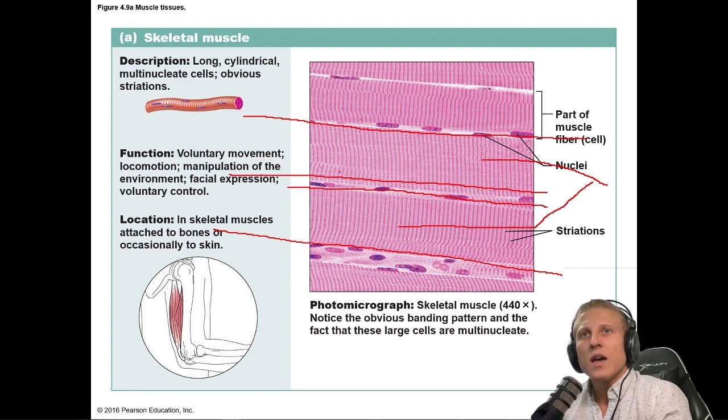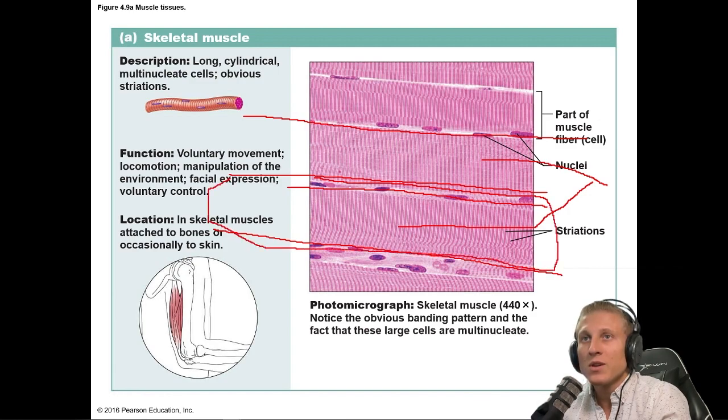Another note is they are multinucleated cells. So all of these nuclei would be a part of the single muscle fiber because these cells are extremely large. Most of the time, these cells are running the full length of whatever muscle they are associated with, even in very large muscles such as your quadriceps. This is a very, very large cell. It's relatively narrow in terms of diameter, but it's very long in terms of its length.